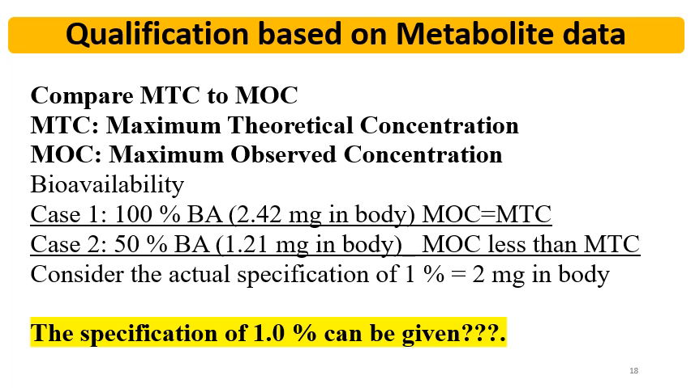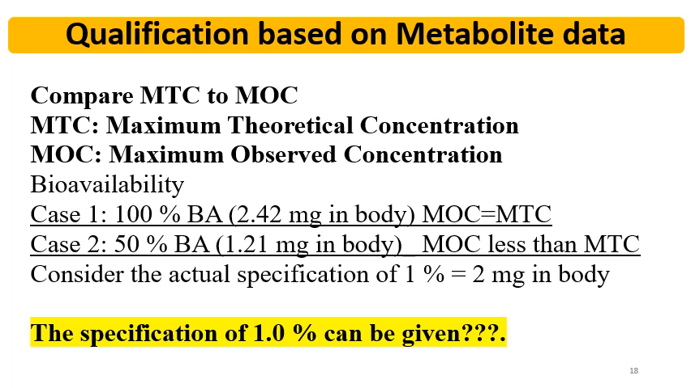Now check the bioavailability of the drug and the metabolite. So there will be two cases. The bioavailability will be 100% or less than 100%. So two cases I have considered here. The bioavailability of 100% will give the MOC, that is maximum observed concentration, of 2.42 mg in the body. And in this case 1, the MOC and MTC will be equal.